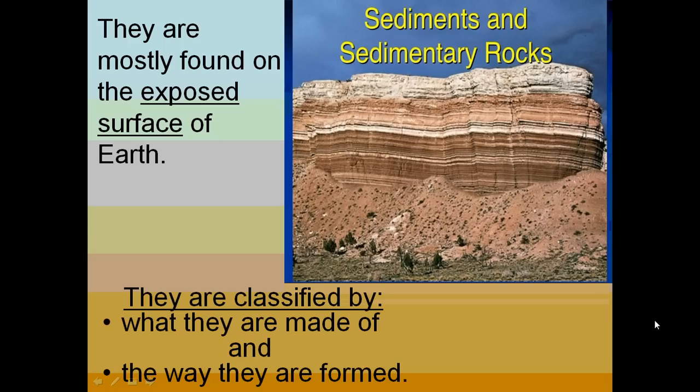Sedimentary rocks are classified by what they are made of and the way they form. So we've already talked about the way they're formed. They're formed from compaction and cementation. So now we're going to talk about what sedimentary rocks are actually made of. So what types of sediment, what types of things are forming these rocks.